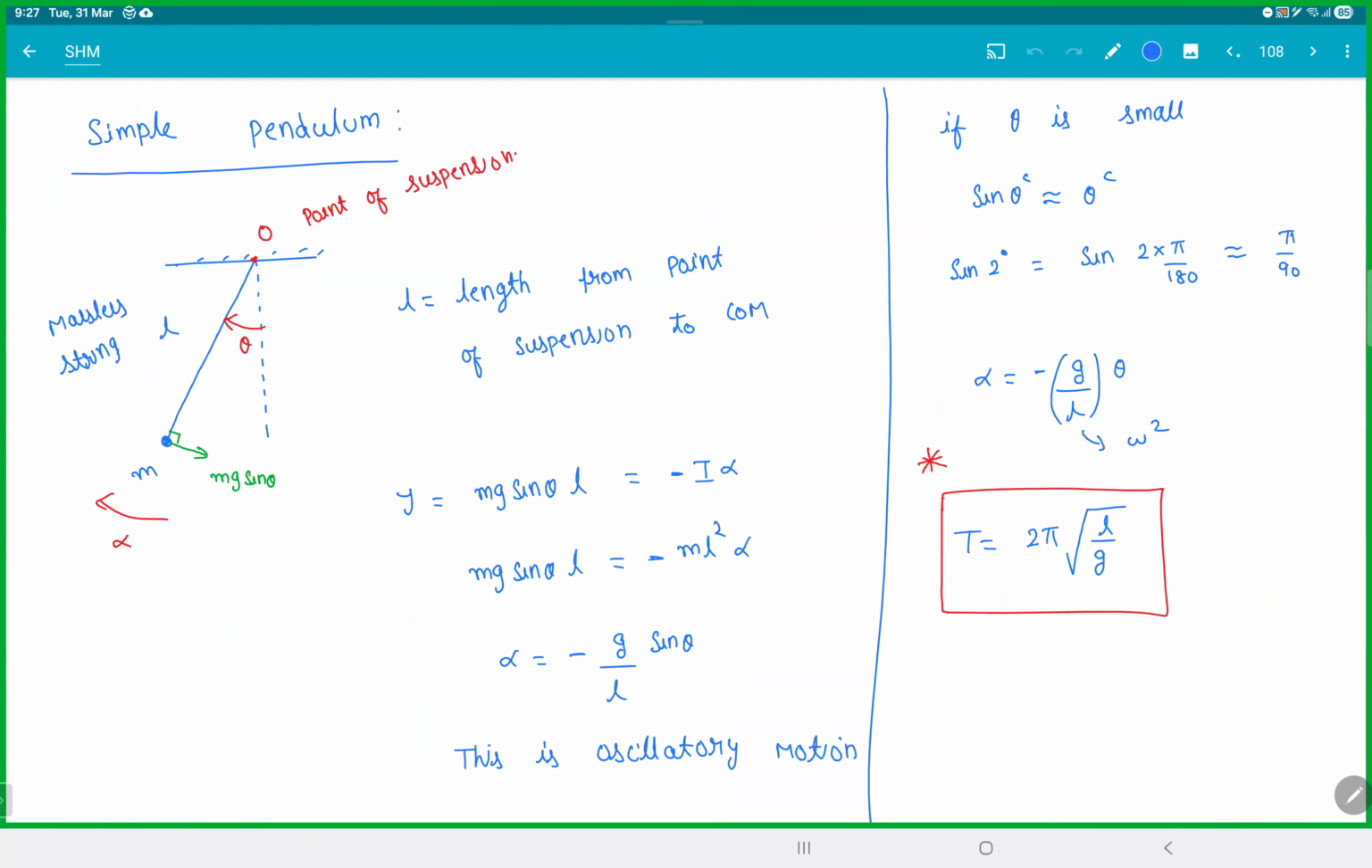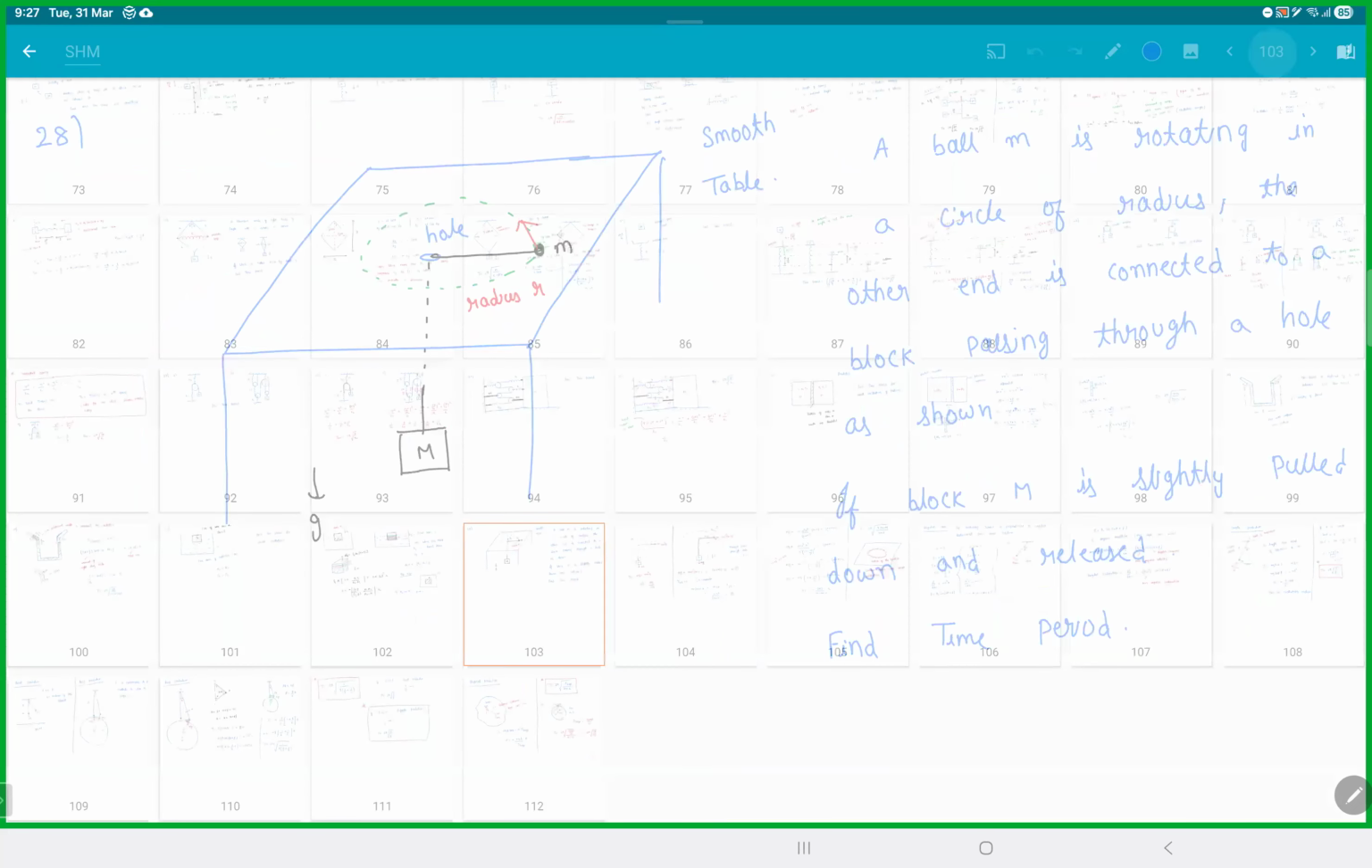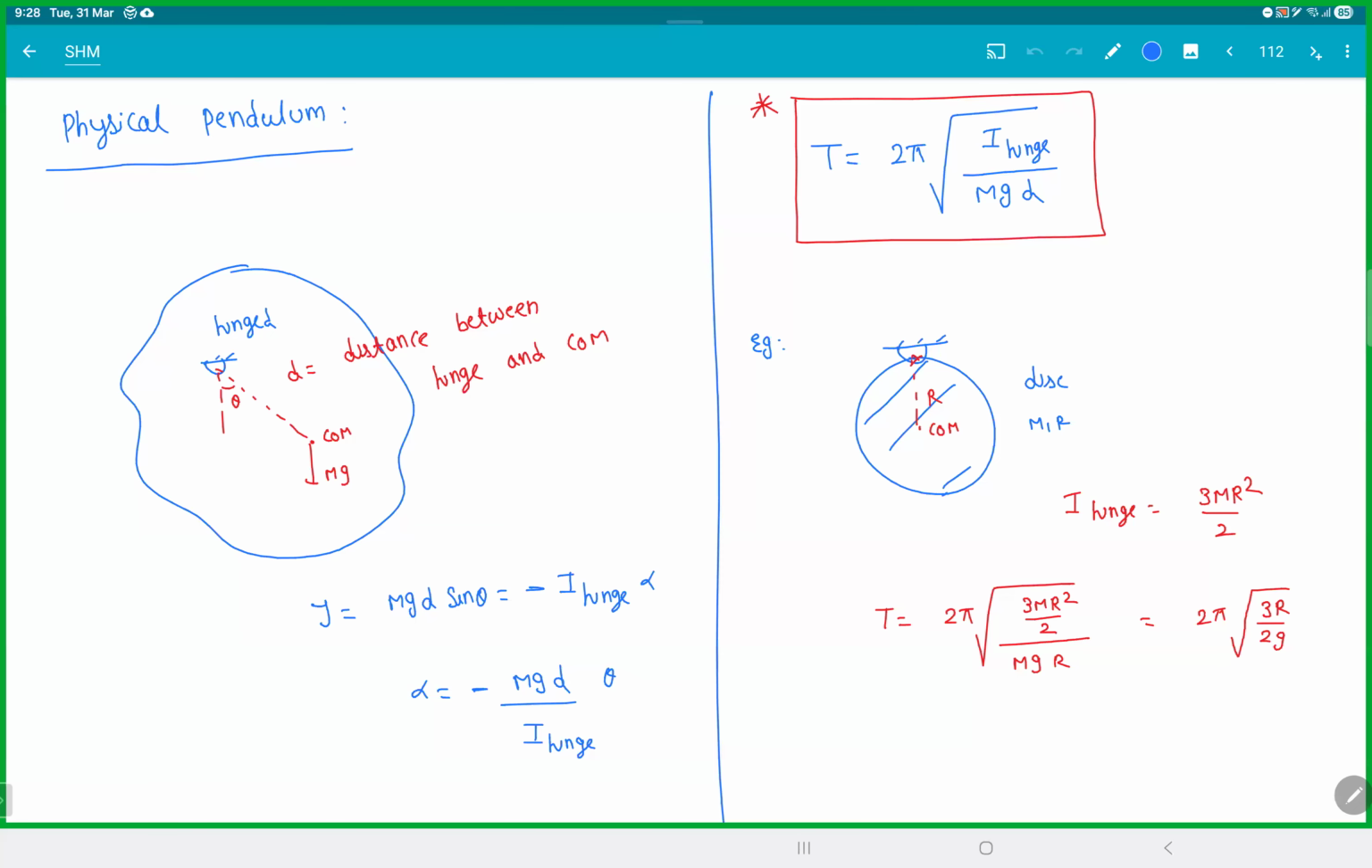And then let's see a few more models there. Any doubts? Anyone not clear with any particular thing so far? Please ask. The simple pendulum, or the physical pendulum. Clear? Great. Let's see some questions then.